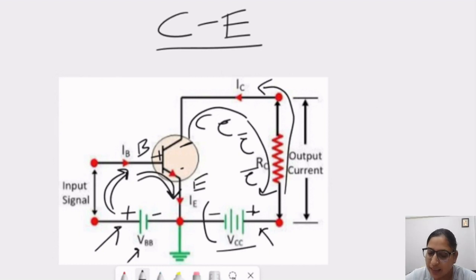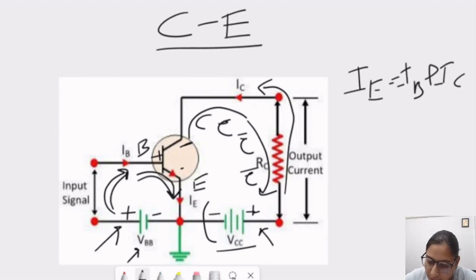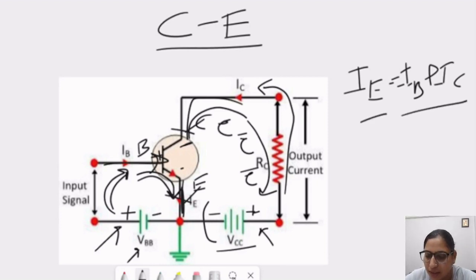So here we can see that IE is nothing but IB plus IC. We can see that the IE current is flowing in this direction, and IB and IC are coming towards the transistor circuit. Now we can see that IB plus IC is nothing but our IE. So this is fulfilled. This is the proper understanding of how this circuit is working.